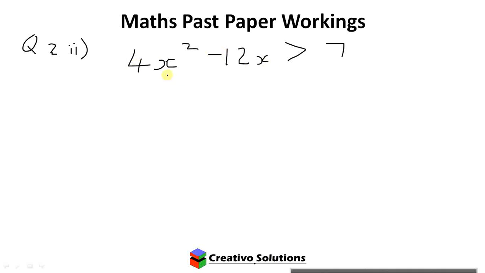I need to basically solve for the inequality. Yes, so solve for x. That's what they said. Find the values of x. So 4x squared minus 12x minus 7 greater than 0. Alright, let's factorize that.